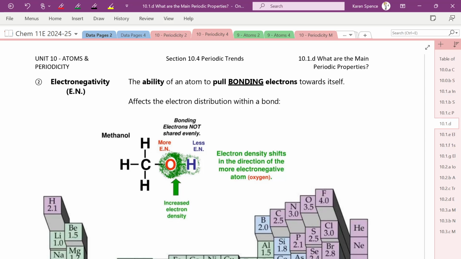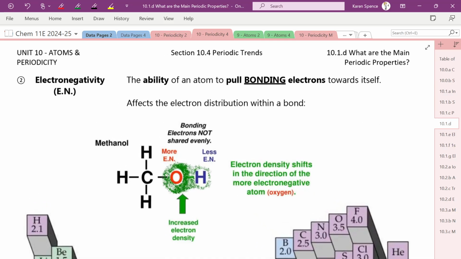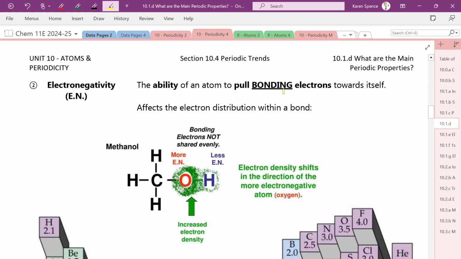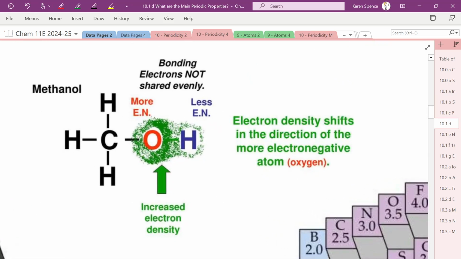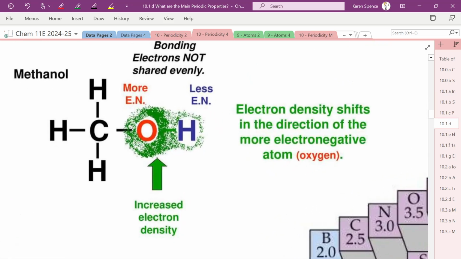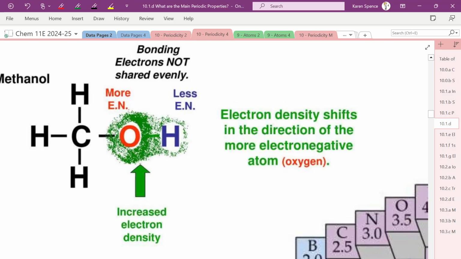Electronegativity. You have to have a bond to be looking at electronegativity. There's no such thing as the electronegativity of an atom in isolation, because it is literally the ability of an atom to pull bonding electrons towards itself. So it affects the electron distribution within a bond. So if we have methanol here, we have an O and an H. The O is more electronegative. The H is less electronegative. And so we have a greater electron density around the oxygen and less electron density around the hydrogen.